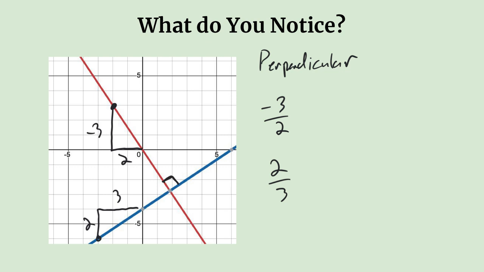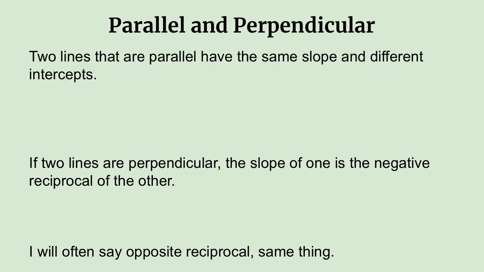Opposite and negative means the same thing. Where the sign of the reciprocals are opposite, so this is a negative, this is a positive, and if there's no plus there, we just assume it's positive. Reciprocal means we take the numbers and we flip them. So 3/2 flips to 2/3 and vice versa. So if you have two slopes that are opposite reciprocals, that means one is positive, one is negative, and their numbers are flipped, then you have perpendicular lines.